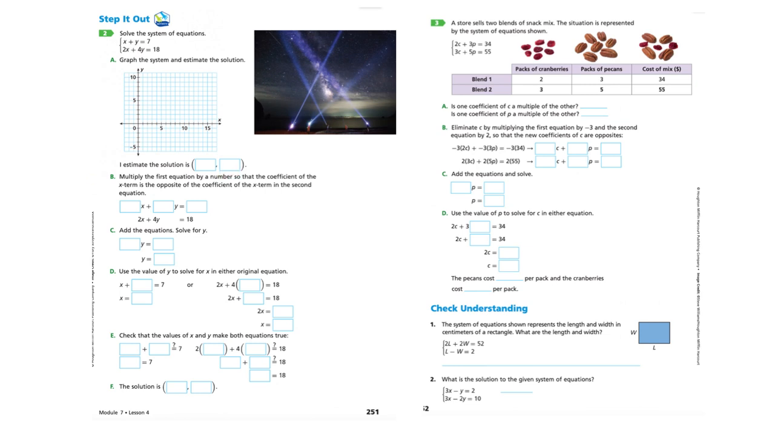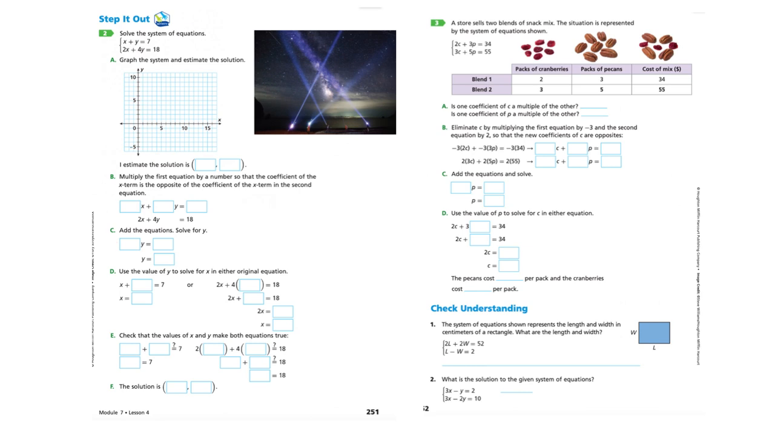And then in B, they say multiply the first equation by a number so that the coefficient of the x term is opposite of the coefficient of the x term in the second equation. So if you look here, they want you to multiply this whole equation, the whole thing, by some number so that your x coefficient is the opposite of 2. And so they help you do that here.